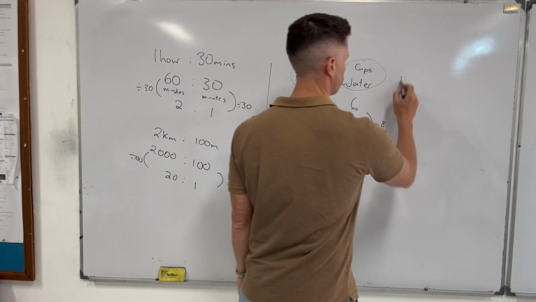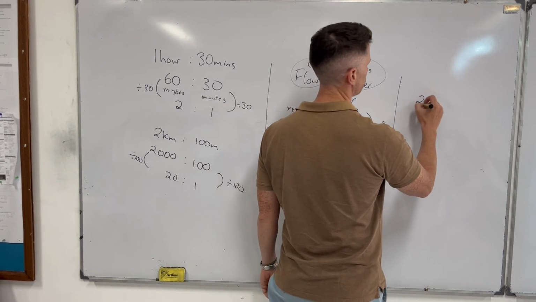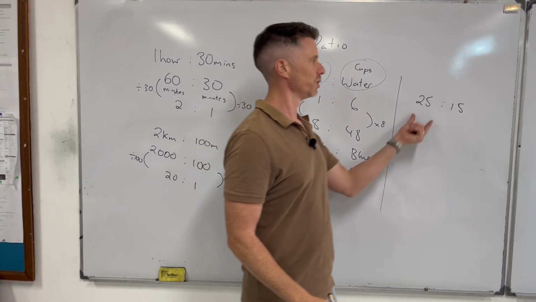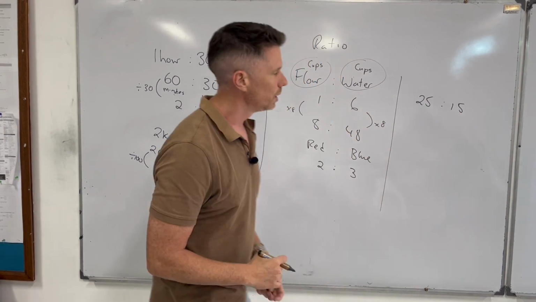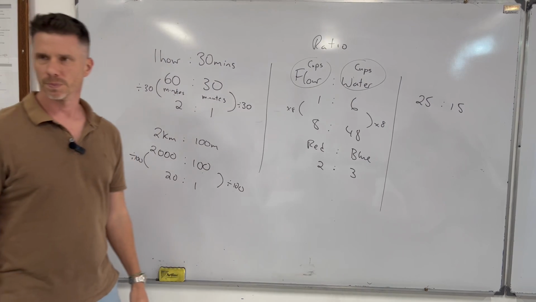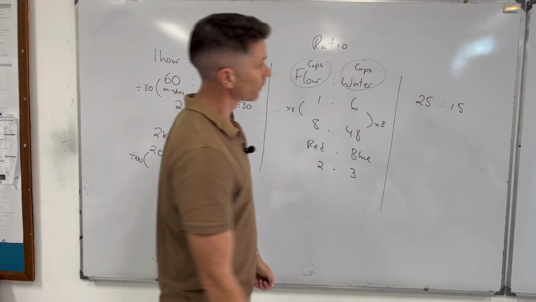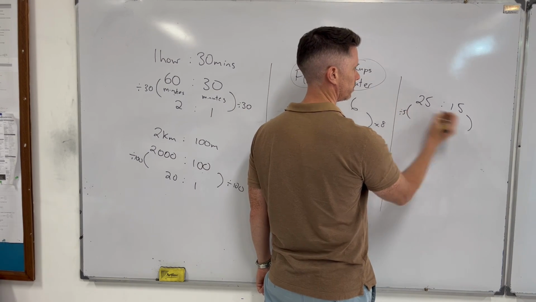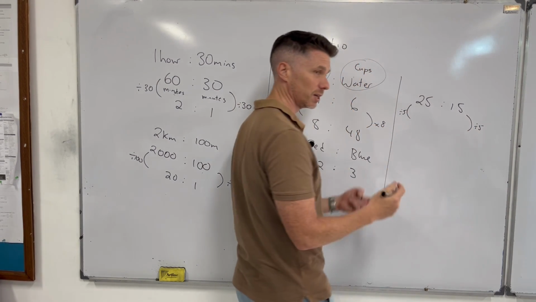So let's use one with no context and just say 25 to 15. Maybe 25 boys to girls or something. That's our ratio. How do I simplify that one down? 5 to 3. Yeah, so you're thinking, what's a common factor of both sides? And you're thinking 5. So you divide both sides by 5, a bit like dividing a fraction.